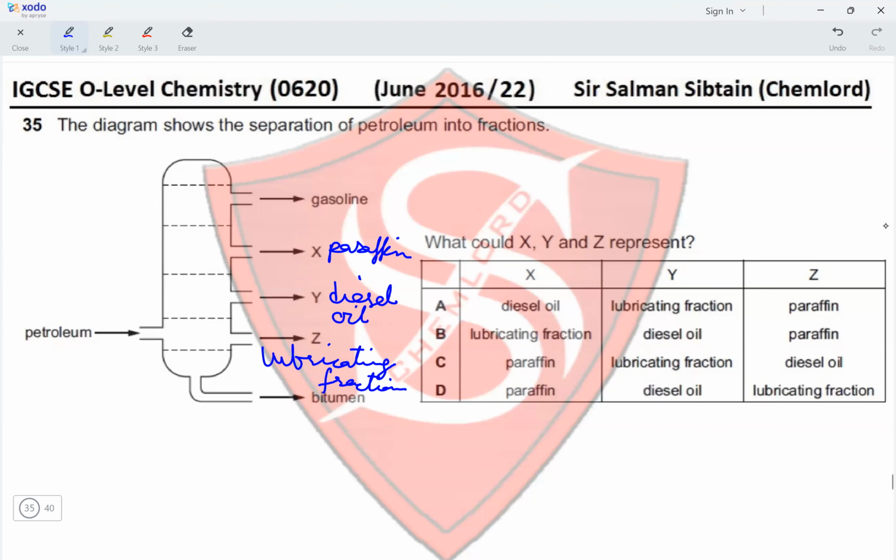So A has X as diesel oil, so that gets eliminated. B also gets eliminated. We continue with C and D. Y is diesel oil, so this eliminates option C, and Z is the lubricating fraction, making option D the correct option for this question.